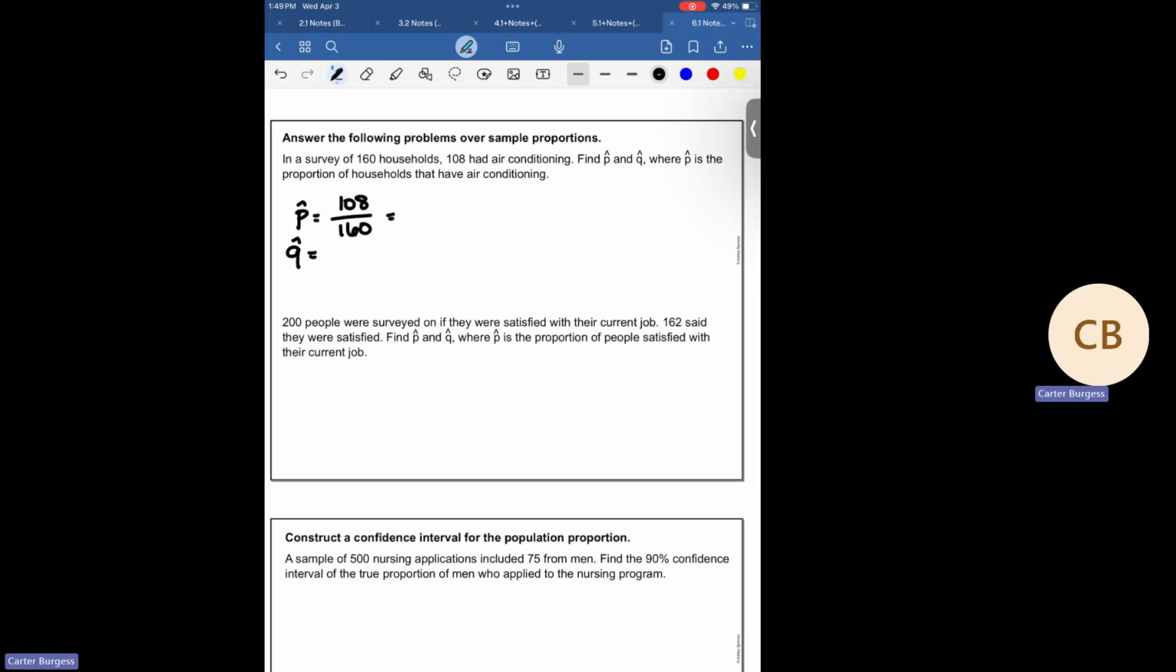Tells us that about 67.5% or 0.675 out of the one people own our air conditioning. Okay, how do I go from P to Q? 1 minus P, which is 1 minus 0.675, which is about 32.5%. Wow.